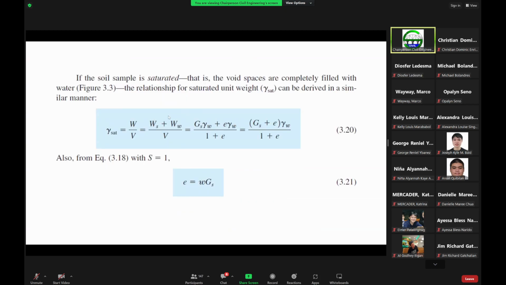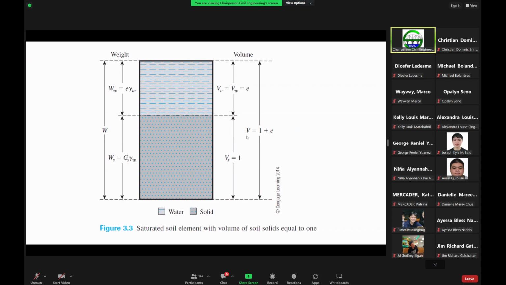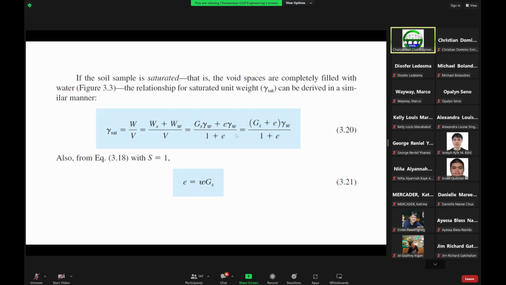And then the weight of water is equal to the unit weight of water times the void ratio, over the total volume, where the total volume is equal to 1 plus the void ratio. So if we just factor out the unit weight of water, then we have the saturated unit weight equal to the quantity G sub S, the specific gravity of the soil solids, plus the void ratio, multiplied by the unit weight of water, over 1 plus the void ratio.